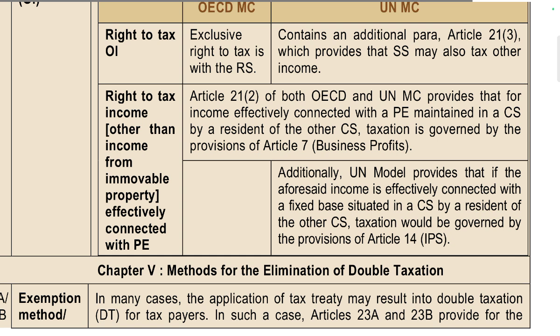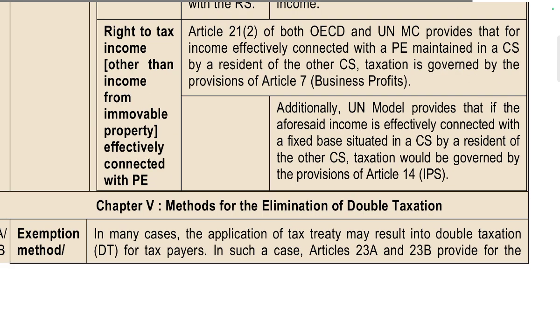The right to tax applies to income other than income from immovable property effectively connected to a PE. Article 21.2, in both the OECD and UN models, provides that for income effectively connected to a PE established in a contracting state by a resident of the other contracting state, taxation is governed by the provisions of Article 7, business profits. In addition, the UN provision states that if the said income is effectively connected with a fixed base in a contracting state by a resident of the other contracting state, taxation would be governed by the provisions of Article 14.